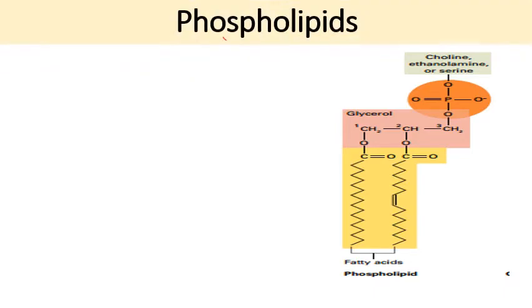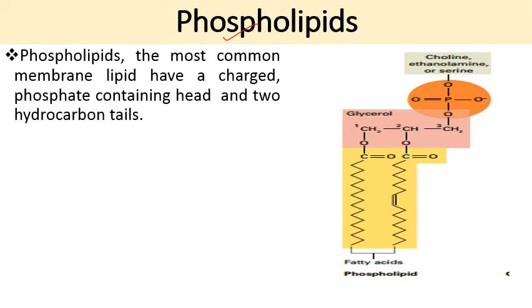Firstly, we'll discuss the phospholipids. These are the most common lipids present in the cell membrane and have a charged phosphate containing head and 2 hydrocarbon tails. So it is made up of a phosphate head, which makes it hydrophilic, and 2 long chain fatty acid tails, which are hydrophobic.